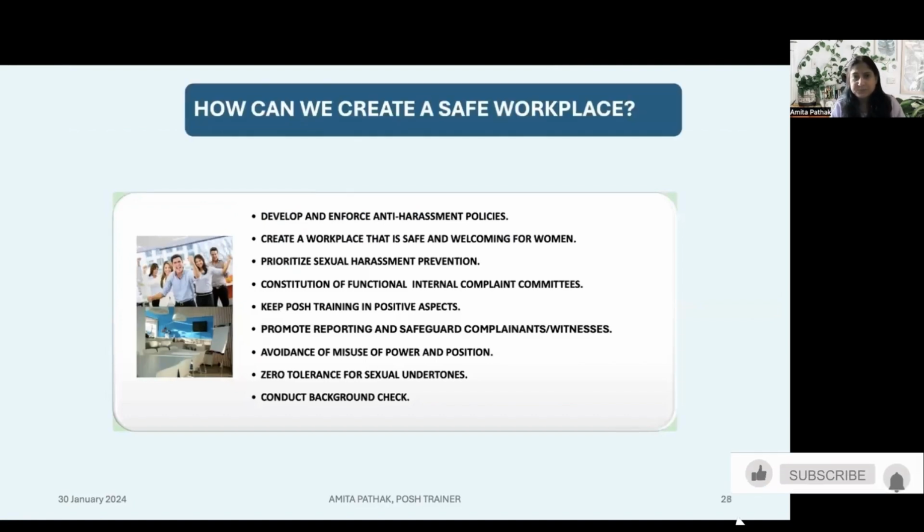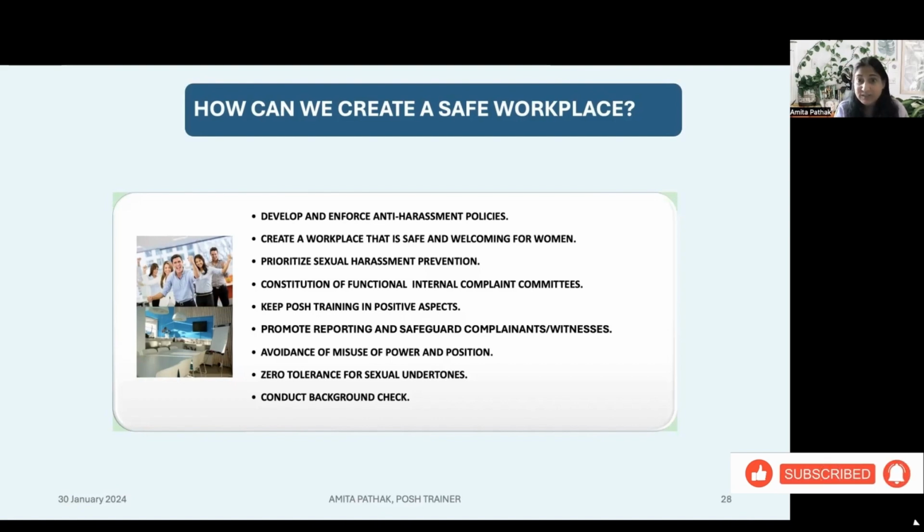How can we create a safe workplace? As a whole, whether male or female, as an employee of the organization, as a team, as a manager, as an employer, how can that safe workplace be created? The first thing is enforcing anti-harassment policies at the workplace. Ensure that the workplace is safe and welcoming for women. Prioritize sexual harassment prevention. Constitution of the internal complaint committees. Keep POSH training in positive aspects. It's a training for improving the workplace, enhancing the workplace standards, diversity, inclusion, a safe workplace where male and female can work safely.